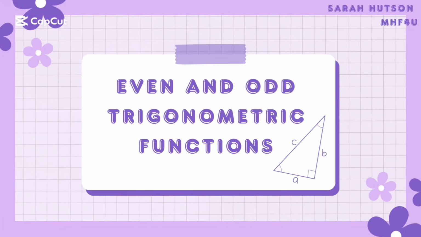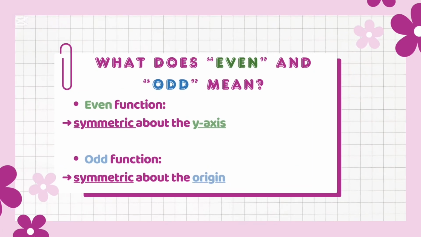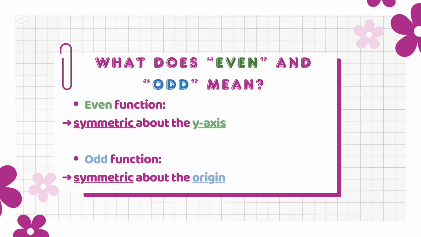Hi everyone, and today I'll be explaining even and odd trigonometric functions. What does even and odd mean? If a function is even, it looks the same on both sides of the y-axis, like a mirror image of each other. If a function is odd, it flips over the origin, and one side is opposite of the other.